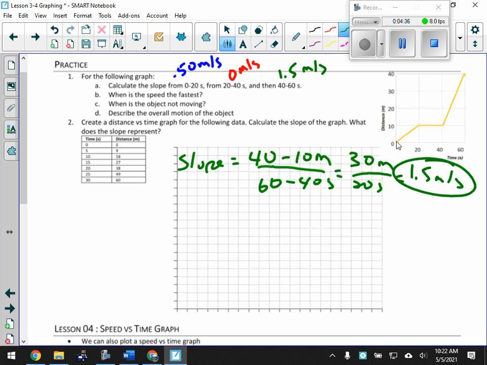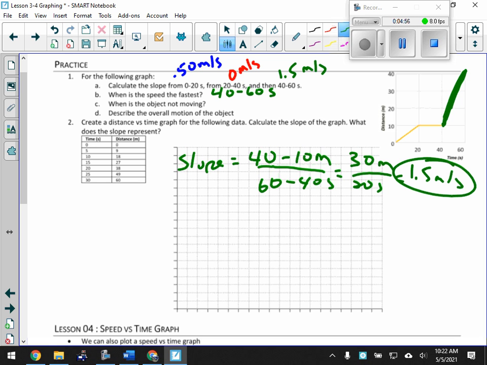Does that make sense? It says basically when is the speed the fastest? The fastest speed is from 40 to 60 seconds. And remember, this is the steepest slope as well. It is the most upright slope, okay? Therefore, it is the fastest slope. So 40 to 60 seconds is what you want to put there.